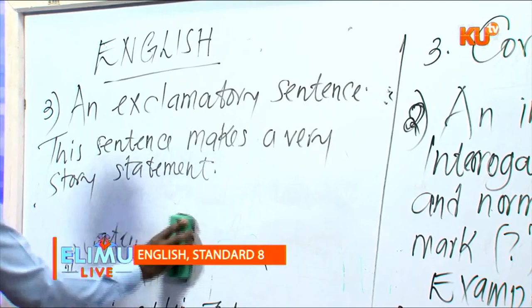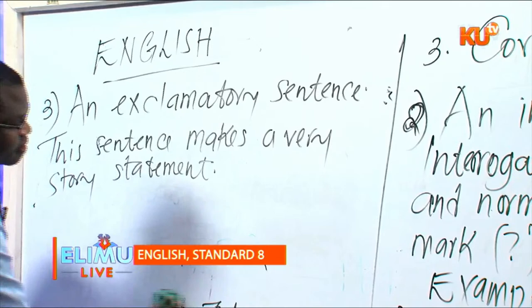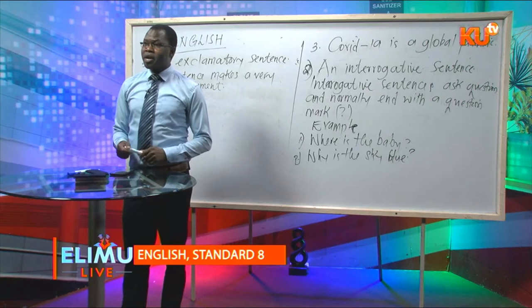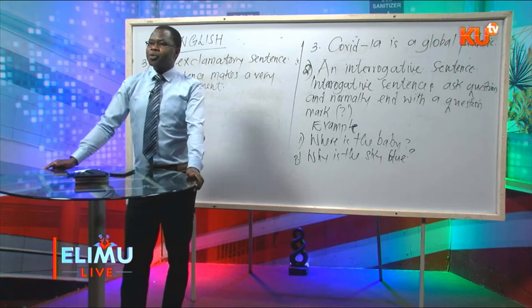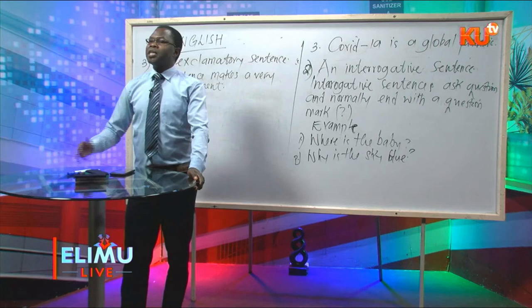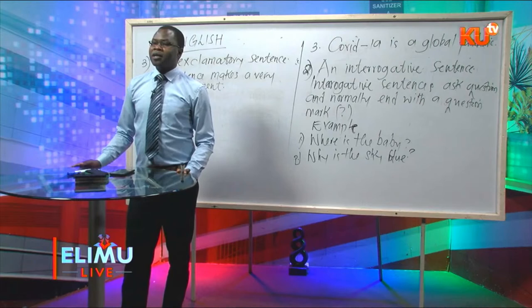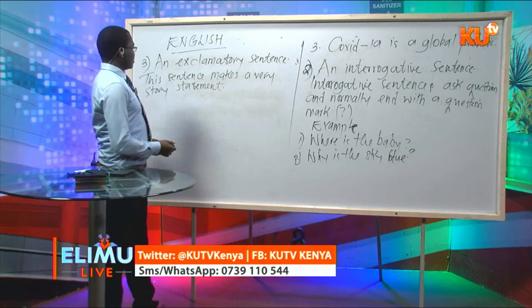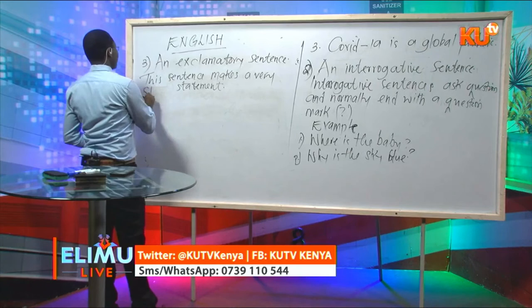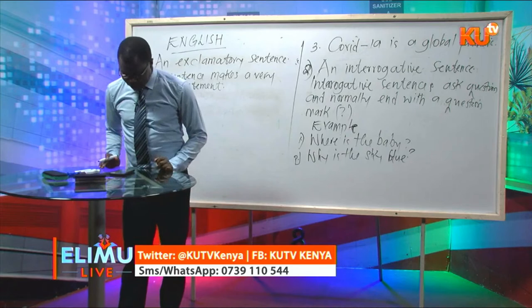Now, unlike the first one, where we talked about a declarative, where a statement is made and it ends with a full stop, and then we looked at number two, an interrogative sentence, where it aims to seek answers, to ask and inquire. An exclamatory sentence makes a strong statement, and in most cases they end with exclamation marks.